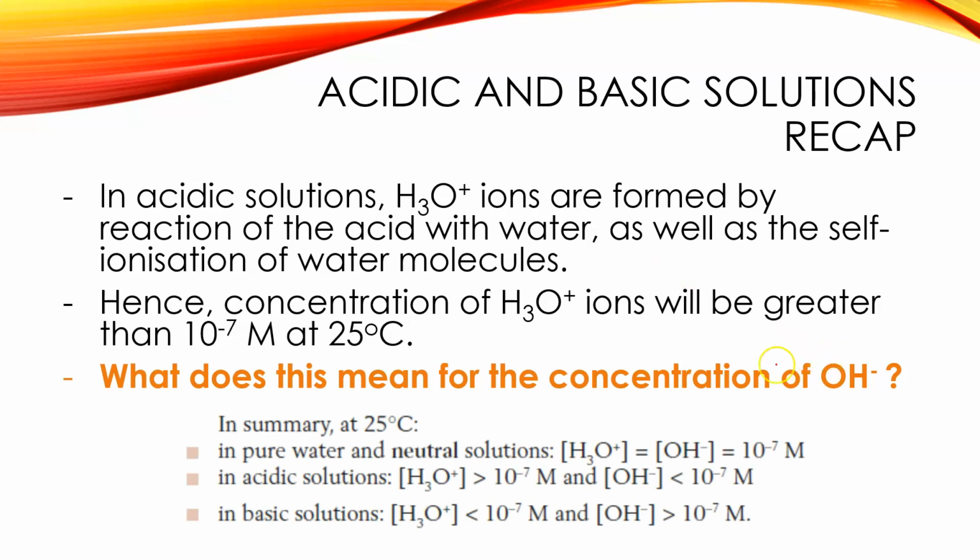So in pure water, we can say that the H3O+ concentration is equal to OH- and therefore is equal to 10 to the negative 7 moles per decimeter cubed. In acidic conditions, the H3O+ concentration will be greater than 10 to the negative 7 molar, and the OH- concentration will be less, and conversely, in basic solutions, the concentration of H3O+ will be less than 10 to the negative 7 molar, and the concentration of OH- will be greater.